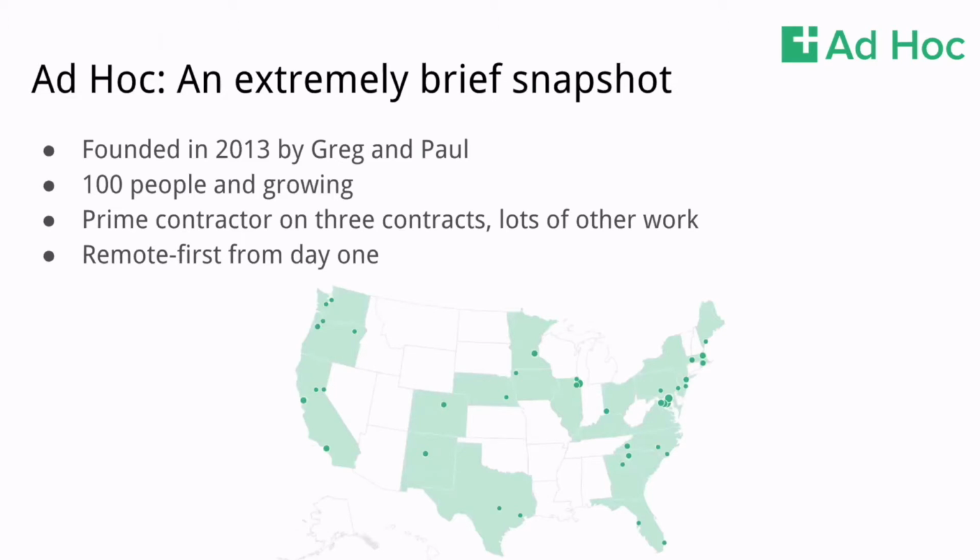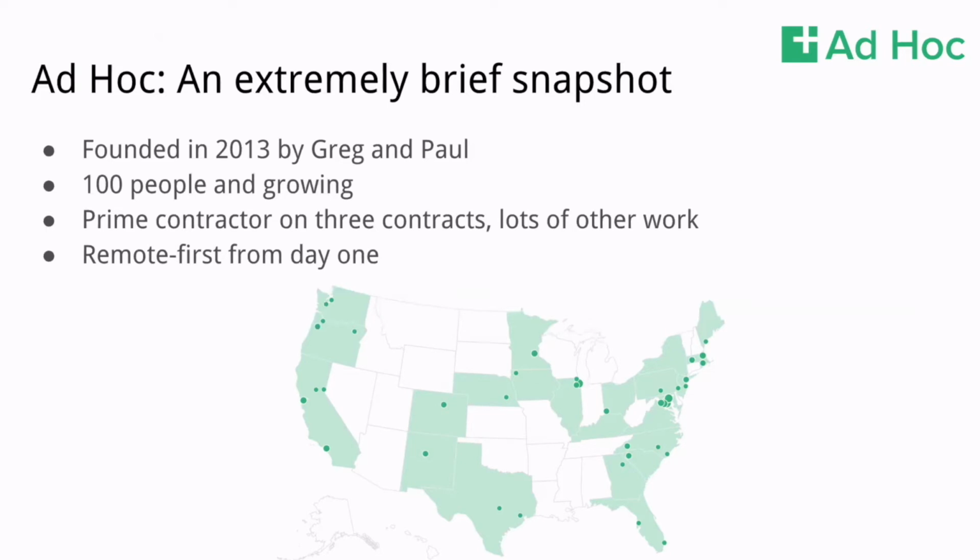So just a little bit about us. Ad Hoc was founded in 2013 by Greg Gershman and Paul Smith. We're around 100 people. This is a little bit out of date; I think we're closer to 120 people now. We are the prime contractor on 3 contracts. For anybody unfamiliar with government work, prime means we are the contract holder. There's also work around government contracting where you are the subcontractor, a term people are probably familiar with. Under those circumstances, another company owns the contract and you work for them.